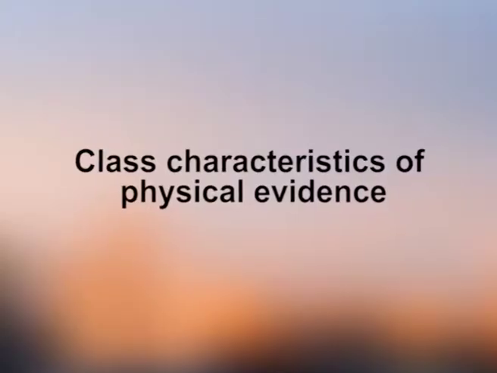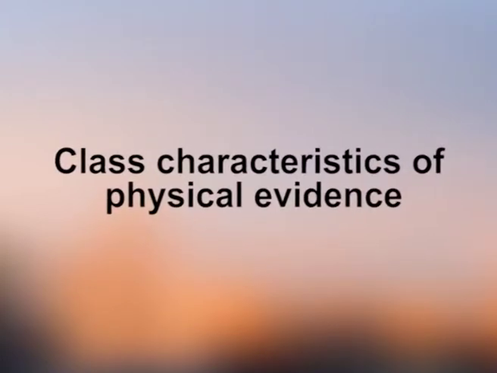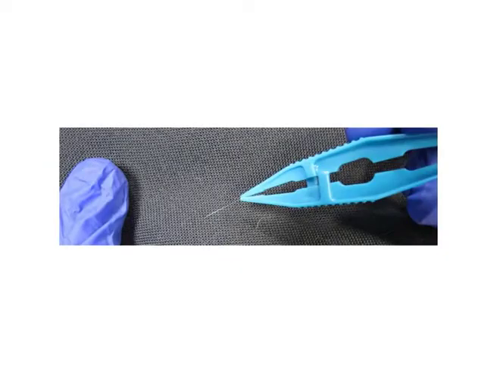Dear student, now we will study the characteristics of physical evidence. As we know, physical evidence can be characterized by its origin and uniqueness. For the sake of simplicity, characteristics of physical evidence can be divided into two parts. Class characteristics of physical evidence. These are the common characteristics of the physical evidence which depict the whole class. For example, hair of people, fiber of the clothes.